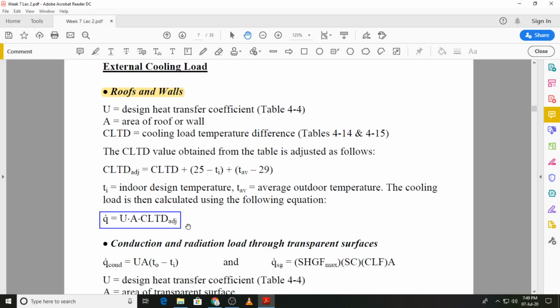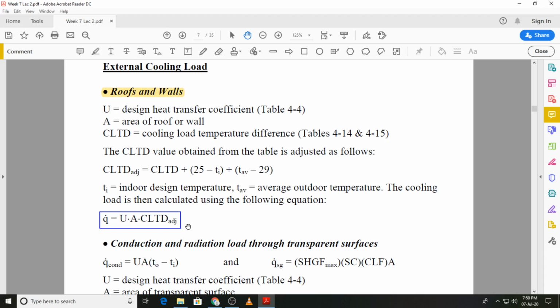Then the CLTD value will be obtained from a table, but that CLTD value that is given in the table is for a particular set of inside temperature and an average outside temperature. But it is not necessary that our design temperature inside the conditioned space and the average temperature where we are calculating the cooling load is the same as the reference values in the table.